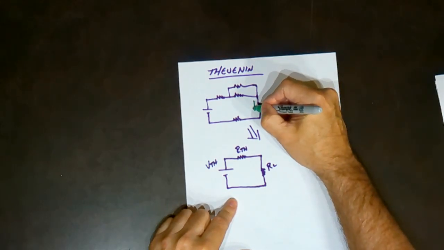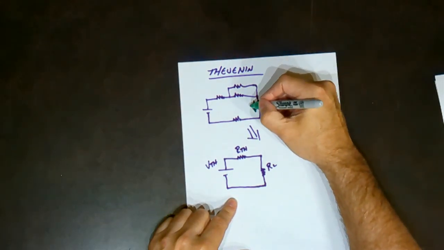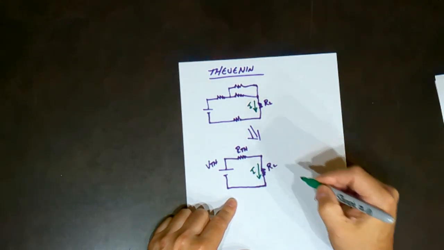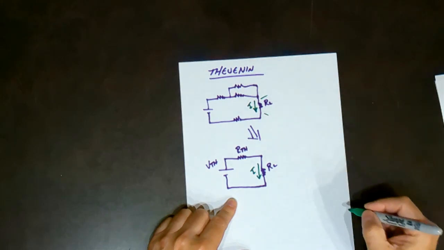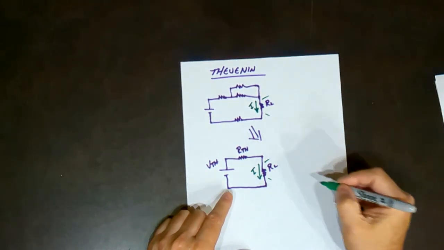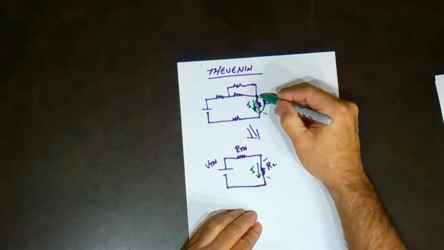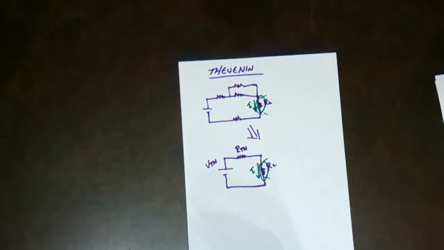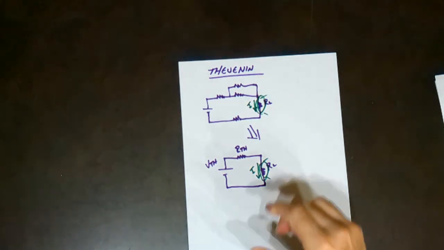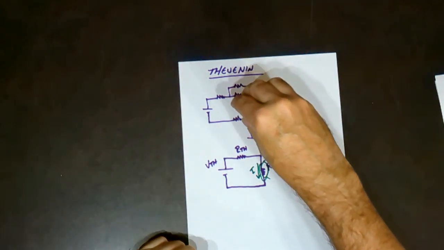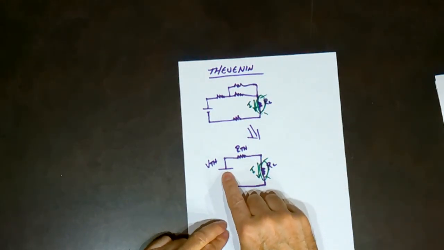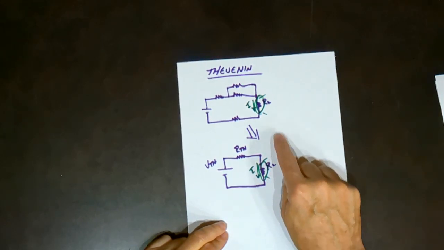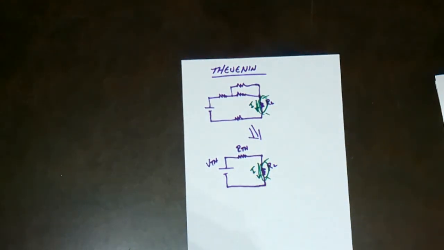That means that in the original circuit, the current going through the load will match this circuit's current going through the load. The voltage that appears across that load will be the same, and the power generated in that load will be exactly the same. So Thevenin's is taking a complex circuit and making it something simple with a simple power supply and internal Thevenin's resistance, and then the load comes directly over.